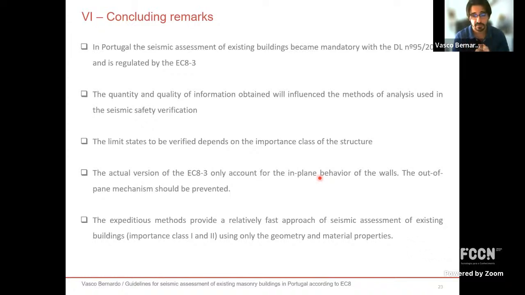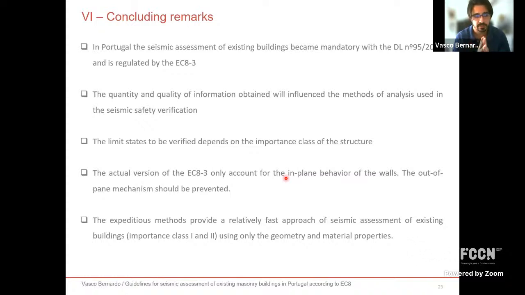The importance class of the structure will also influence the limit states that need to be verified. And this is an important point, because only the in-plane mechanisms are assumed in the current version of the Eurocode Part 3, so the out-of-plane mechanisms are prevented. The new version of the Eurocode that is under review will include the mechanisms and the capacity models to predict the seismic behavior of the walls for the out-of-plane behavior.